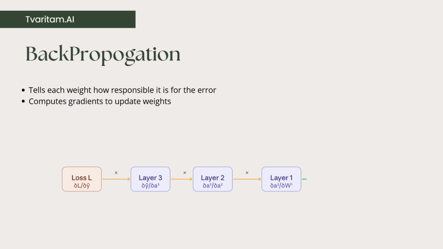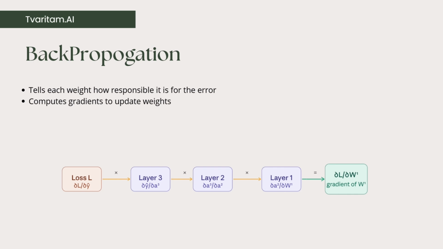Then we keep going backward layer by layer all the way back to the first layer. At each step, we are multiplying gradients together using the chain rule. We now have a gradient for every weight. Each gradient tells us two things: the direction to adjust the weight, which is the sign, and how large that adjustment should be, which is the magnitude.